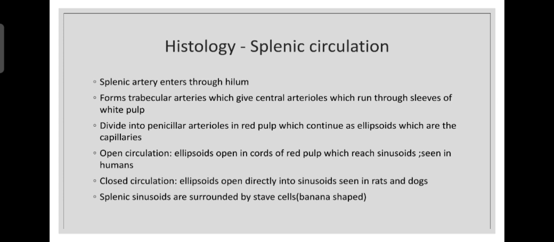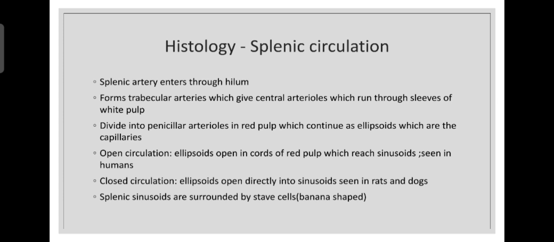In closed circulation, these ellipsoids open directly into sinusoids. Okay. So it does not pass through the splenic cords to enter the sinusoids. This is the difference between open and closed circulation. And from the sinusoids they go on to the venous drainage.